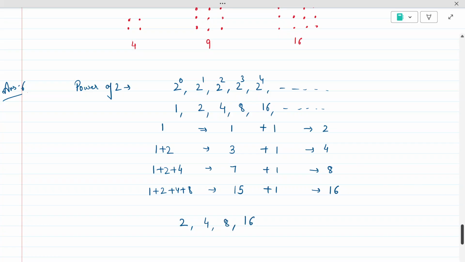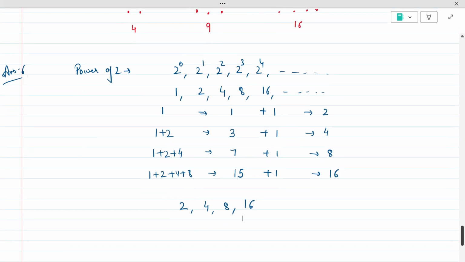So kids, if you see this clearly, this is again a sequence of powers of 2, because we have 2, 4, 8, 16, and if we keep on adding, we will get bigger numbers here. Let me write it in the powers form first: 2 raised to the power 1, 2 raised to the power 2, 2 raised to the power 3, 2 raised to the power 4, and so on. But there is a difference. And what is the difference?